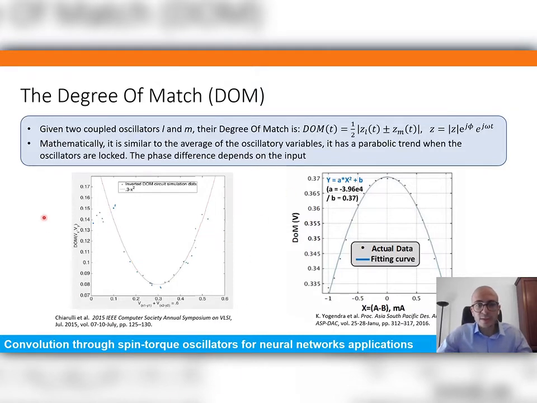In particular, we can see from the work of Chiarulli that realized the degree of match with CMOS oscillators, and from the work of Yogendra that simulated spintronic oscillators, that if the oscillators are frequency locked, the DOM has a parabolic trend.